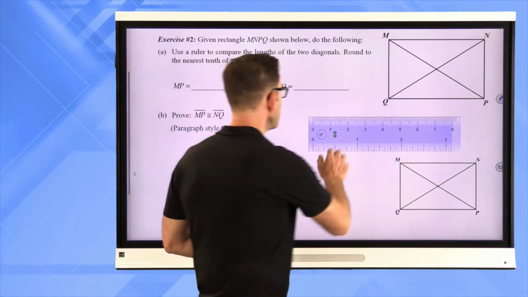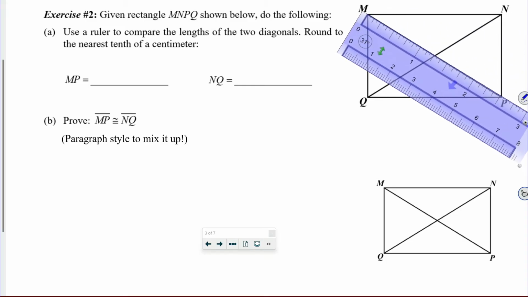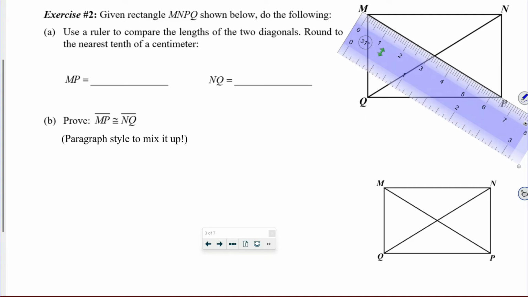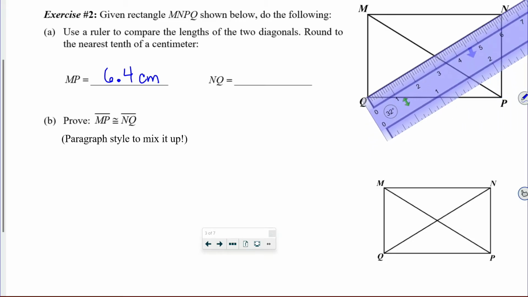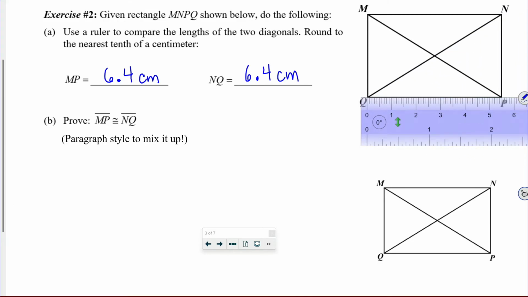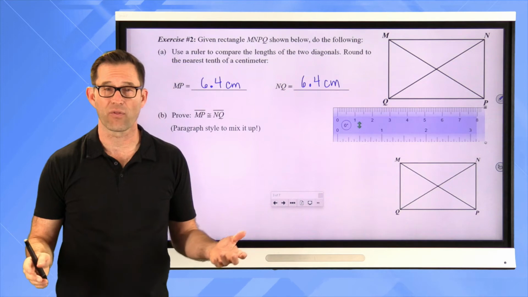All right, well, let's take a look. If I bring my ruler up, for some reason this is in inches. Let me switch it to centimeters. I'm going to get 6.4 centimeters. And if I do it down here and measure that, that is also 6.4 centimeters. So what can I see? The lengths of the two diagonals of this particular rectangle, at least, are the same length.